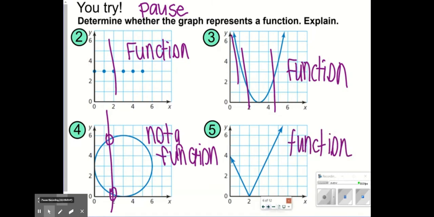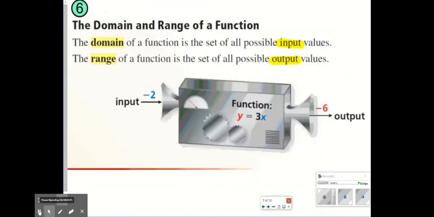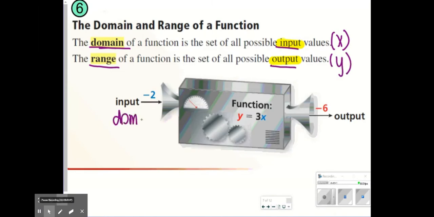Okay? What we'll talk about is what the difference is of domain and range. So domain is always going to be considered the input values. These are always going to be your x coordinates, and the range is always going to be your output values, which will always be your y coordinates. Say instead of -2, this is your domain. The function would be y is equal to 3 times x, so you would do 3 times -2 and you get -6, and then you're left with the range, or the y.